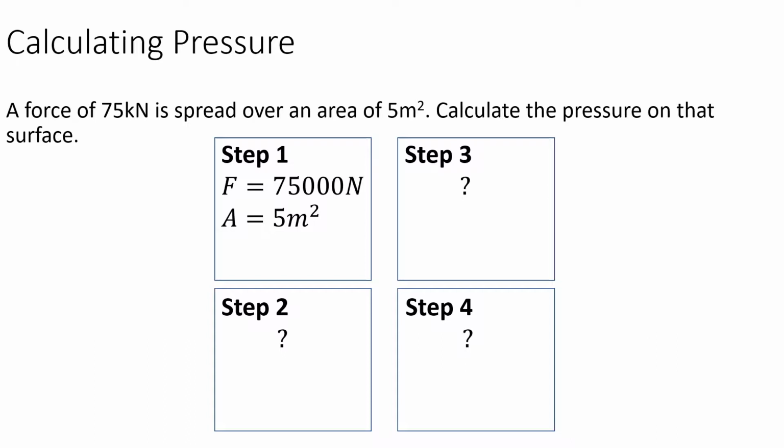Next we have a force of 75 kilonewtons is spread over an area of 5 meters squared. Calculate the pressure on that surface. Step 1, write down what you've got. Step 2, write the equation you're going to use. Step 3, substitute in the numbers. And step 4, write your answer with the units.